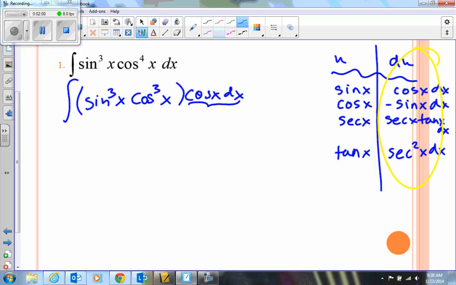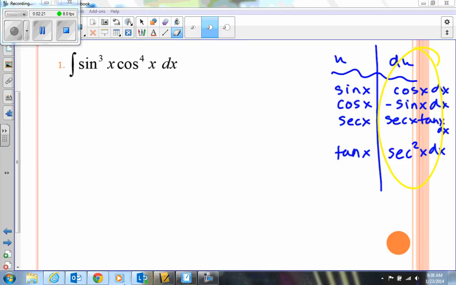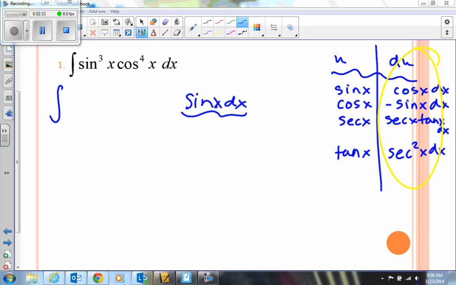Well, if this was a cosine to the fourth, I could use some trig identities. Or squared, or 6. But can I use that Pythagorean trig identity with a third, or any odd? Basically I don't want to have odds left. So what do I need to get pulled out? Let's pull out one of the sine x's dx. That's what I want pulled out for my du. So what's going to be left? A sine squared x and a cosine to the fourth x.